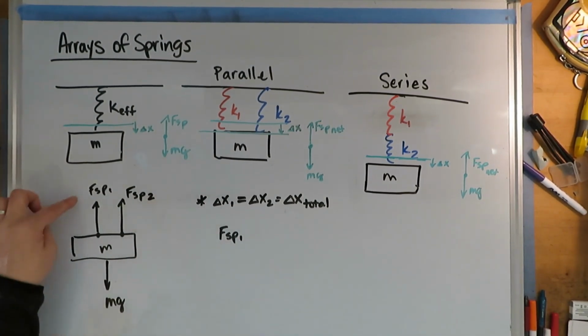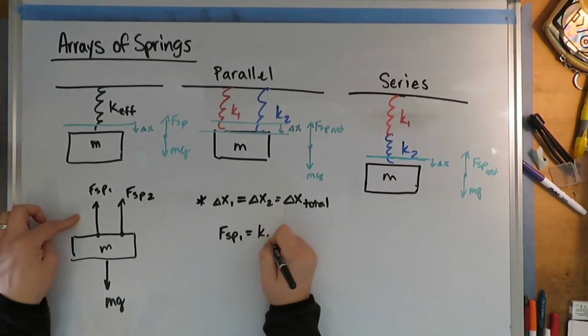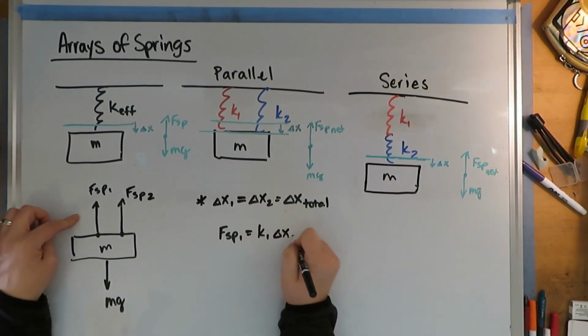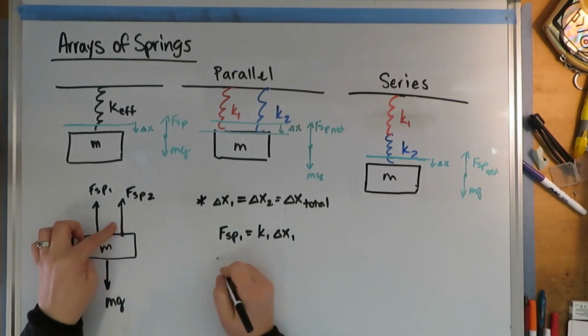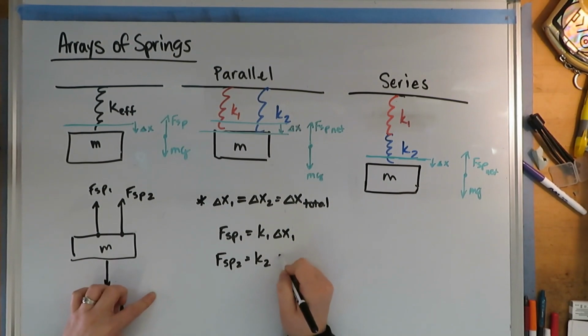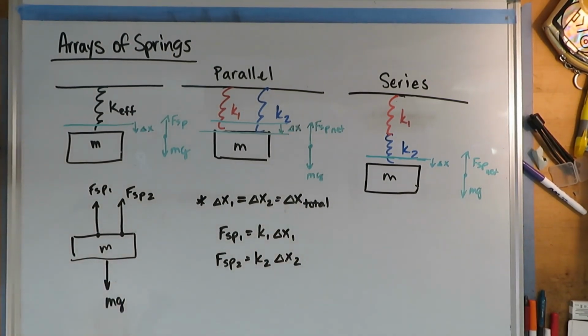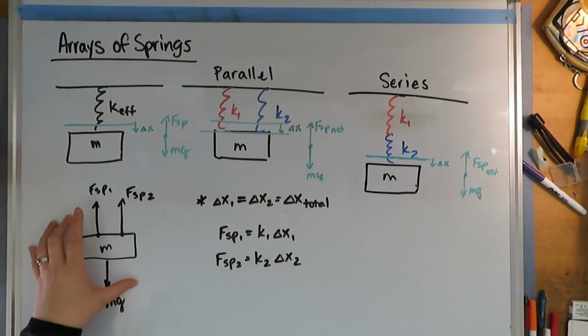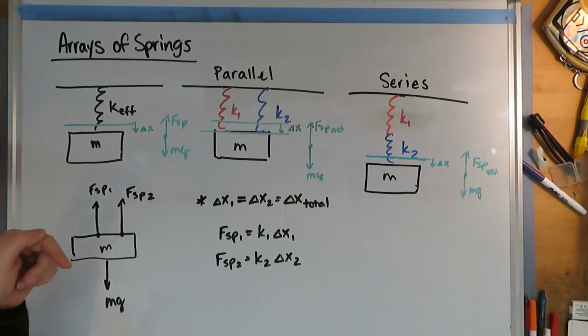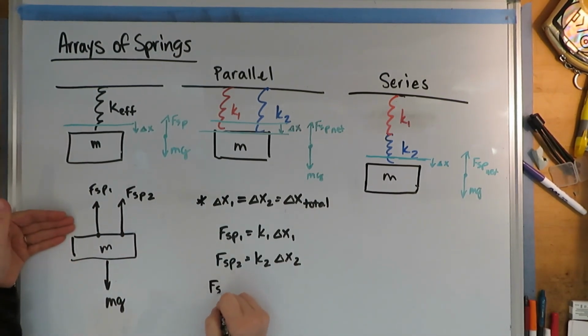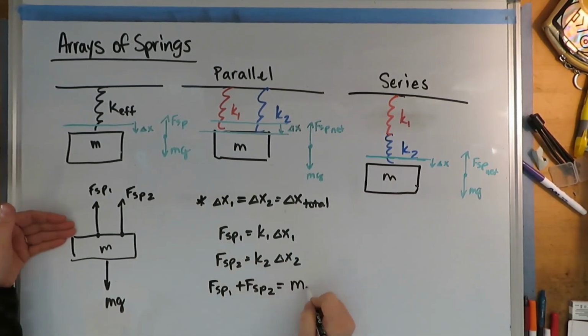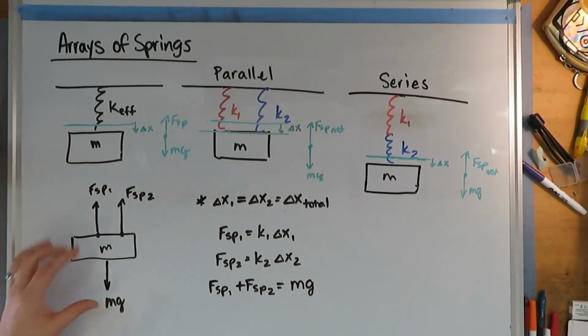So spring force 1 would be the spring force just due to that spring, and it's going to be K1 times delta X1. And then I can define my spring force over here as equaling K2 delta X2. Looking at this equation, spring force 1 plus spring force 2 must equal the gravitational force here, because if this is in equilibrium, those have to add up to be true.